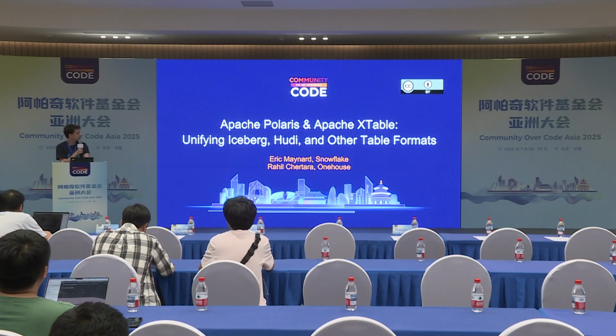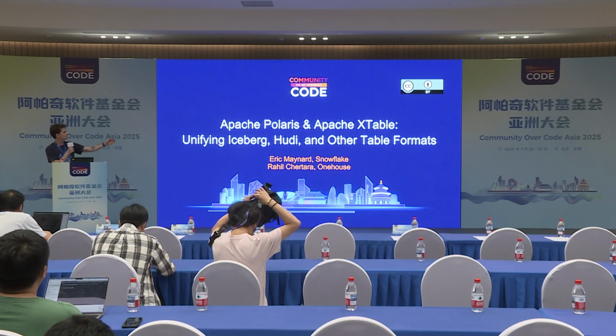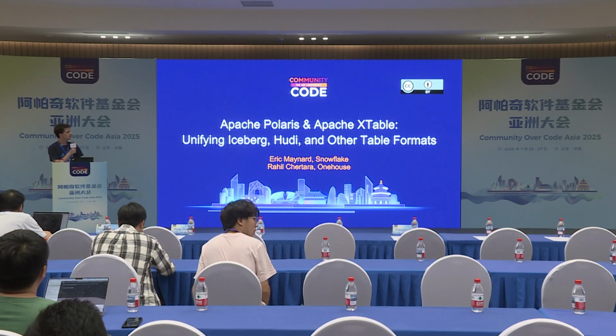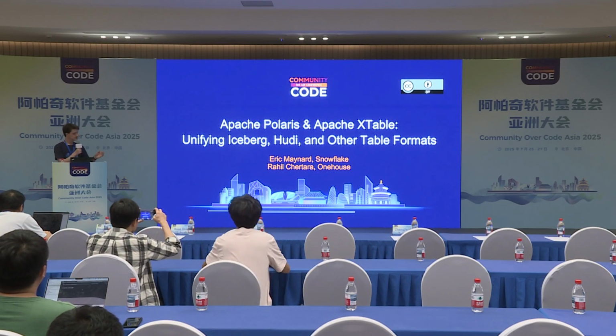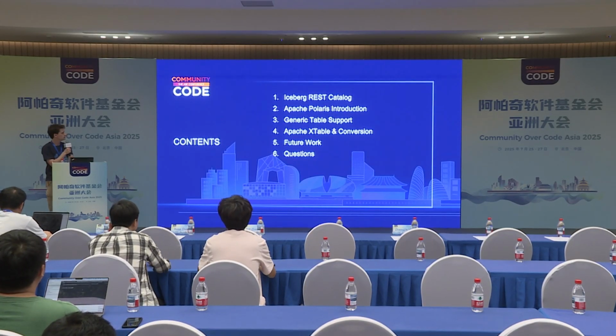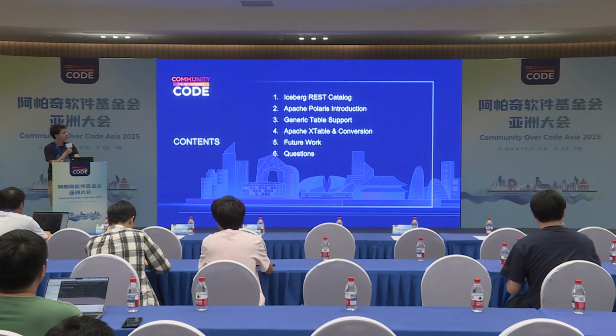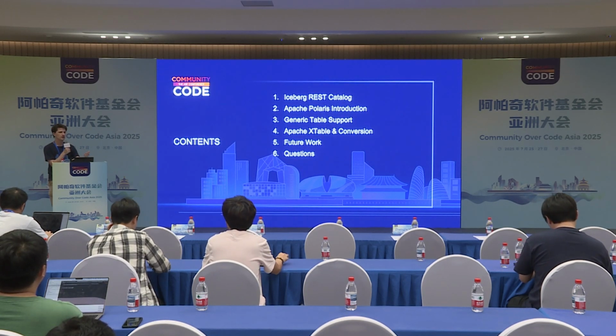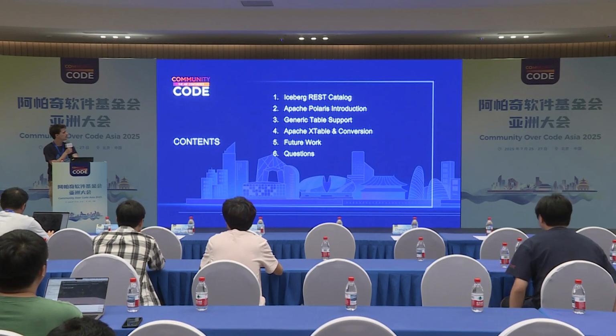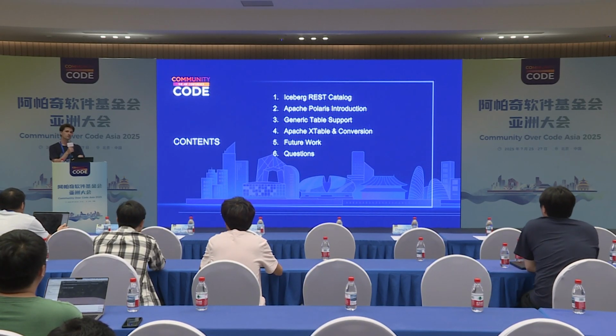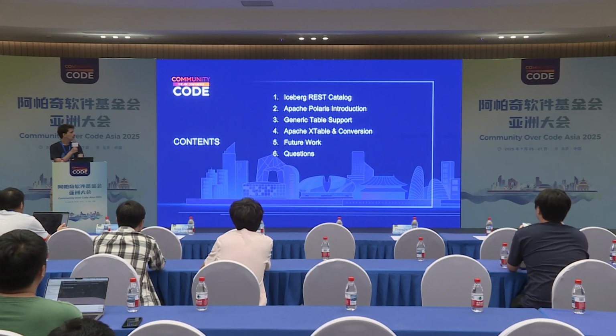So my presentation is called Apache Polaris and Apache XTable, Unifying Iceberg, Hudi, and other table formats. I'll try to explain what that means, but first, I am going to introduce the Iceberg REST catalog. Many of you probably already know a lot about Iceberg, so that might be a review. I will then tell you a bit about Apache Polaris, which is an implementation of the Iceberg REST catalog. I will talk about a feature called generic tables in Iceberg, or rather in Polaris. I'll talk about XTable a bit, and then I'll outline some of the future work that Rahil and I are working on right now. Hopefully we'll have time for the questions at the end.